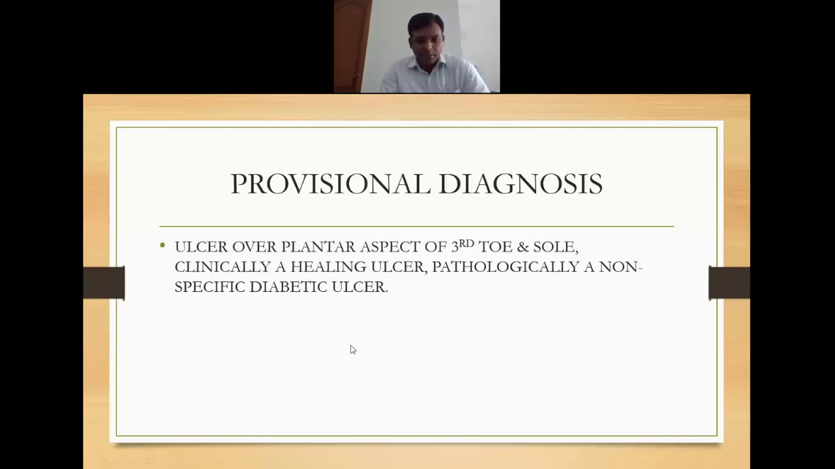So, a non-specific diabetic ulcer. Again, one more common mistake which is made is the diabetic ulcer. So when do you call a foot a diabetic foot? You would have heard that the patient has diabetic foot, very commonly. When you go to a ward and ask some PG to give a case, there is diabetic foot. The ward is also full of diabetic foots. So when do you call a foot a diabetic foot?